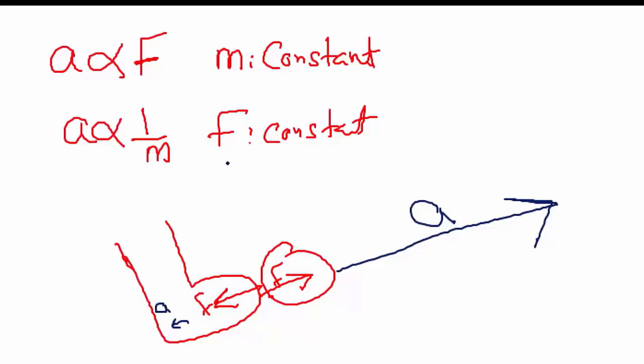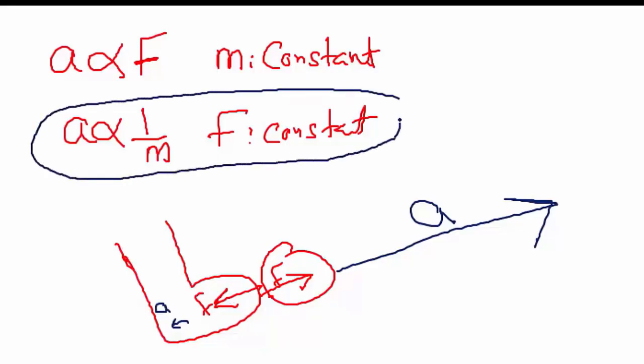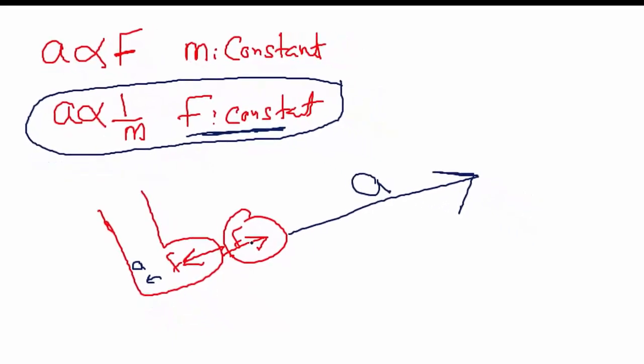And the answer has to do with this part of Newton's second law. Acceleration is inversely proportional to the mass when the force is constant. And here the force is constant. It's the action and reaction, and they are acting on two different objects. Action and reaction do not act on the same object, they act on different objects.